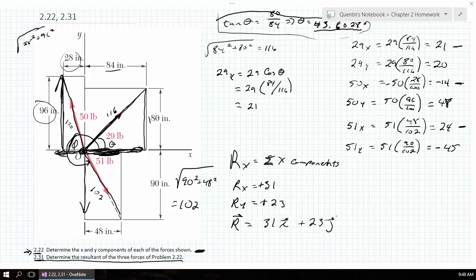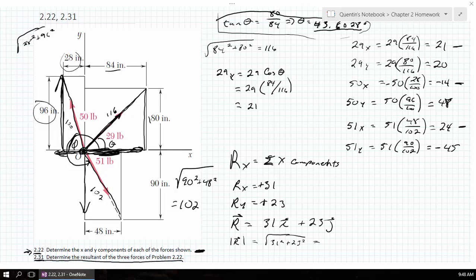Now in the book, a bunch of times they'll turn around and put this in magnitude and angle, which I don't love. And quite frankly, I'll never ask you that on the test, because I find that kind of irritating, because this is the more useful thing. But just for giggles, let's go ahead and write that down. So the magnitude of R is the square root of 31 squared plus 23 squared, right? Which is equal to what? 31 squared and that squared, add them together, square root.